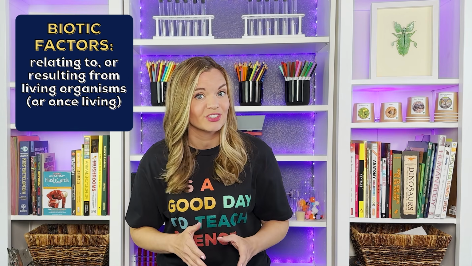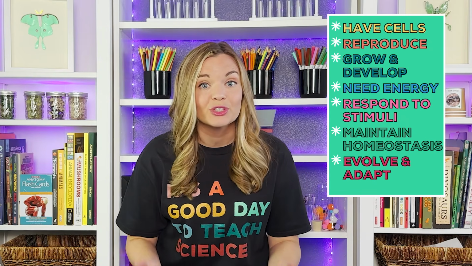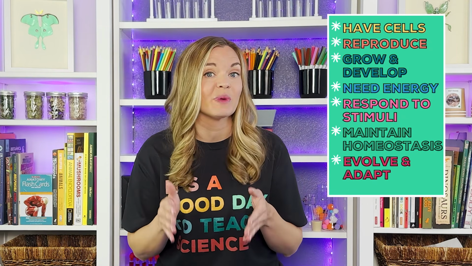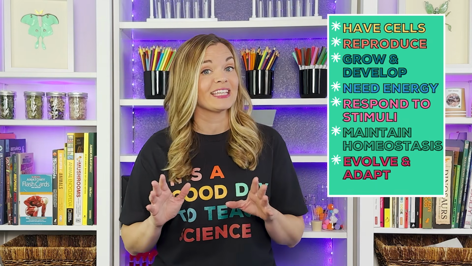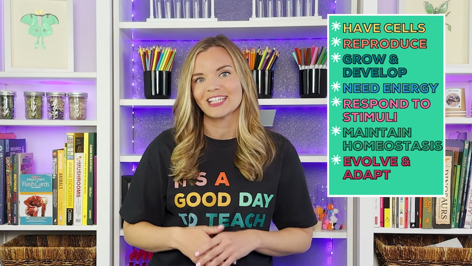Biotic factors are the bio, or living, factors. So how do we know if something is living? Here is a list of 7 characteristics to help us classify something as living. It's made of cells or organized, it can reproduce, it can grow and develop, it needs energy, it can respond to stimuli, it can maintain homeostasis, and it'll evolve and adapt over time. You can learn more about each of the characteristics on this list in this video.